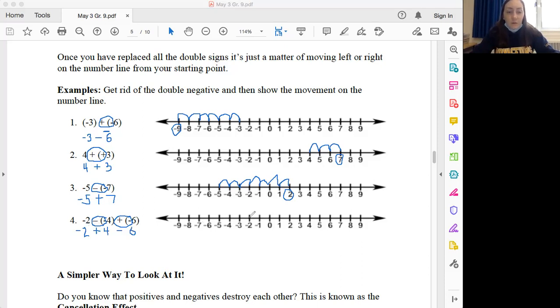So -4, and because it's +4, we're going to move to the right 4 times. So 1, 2, 3, 4. I'm going to use a different color now. So then because it's -6, you're going to go from the 2 that you just had as your answer, and go back left 6 times. So 1, 2, 3, 4, 5, 6. And there's your answer. Okay, so I'm going to clear this and we'll keep moving.